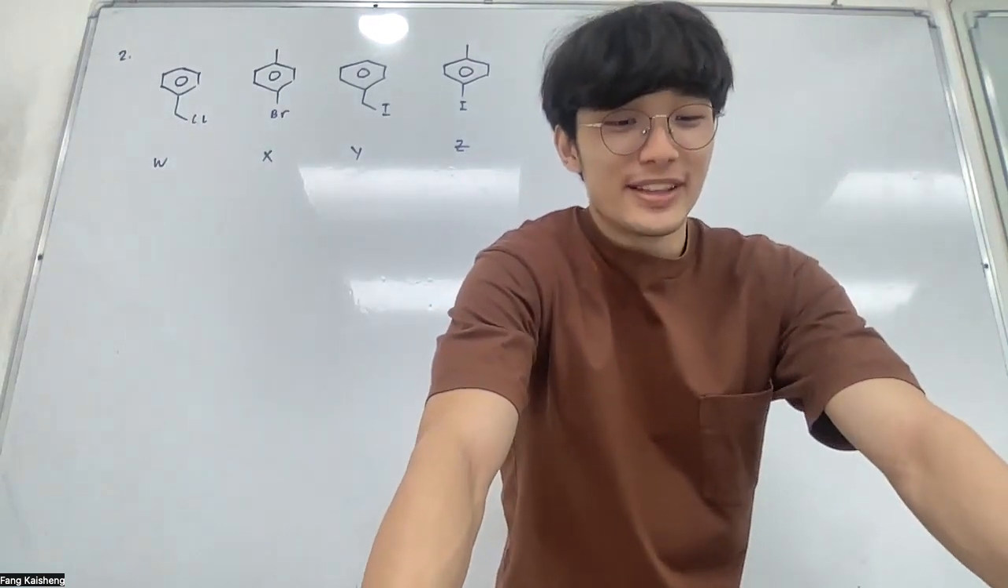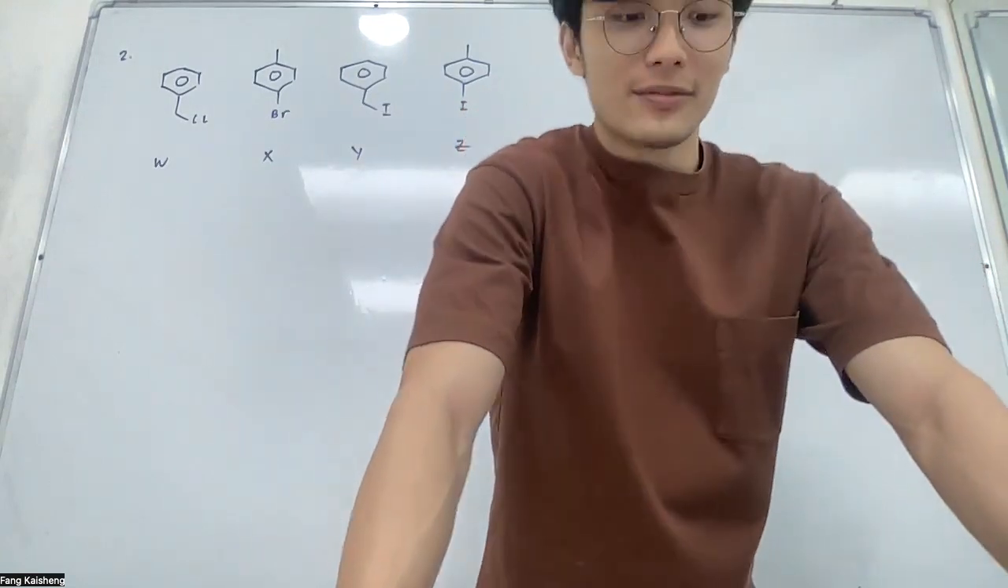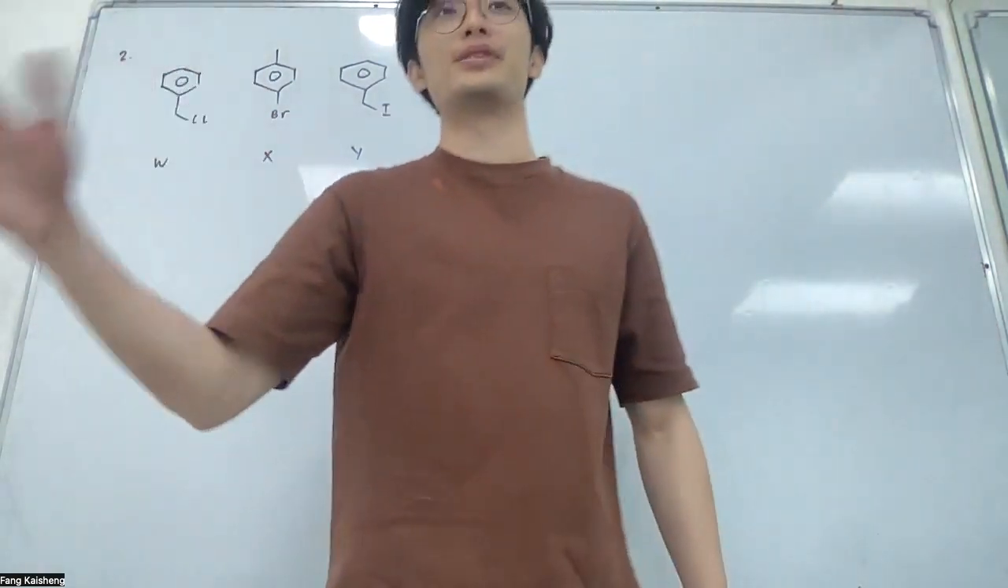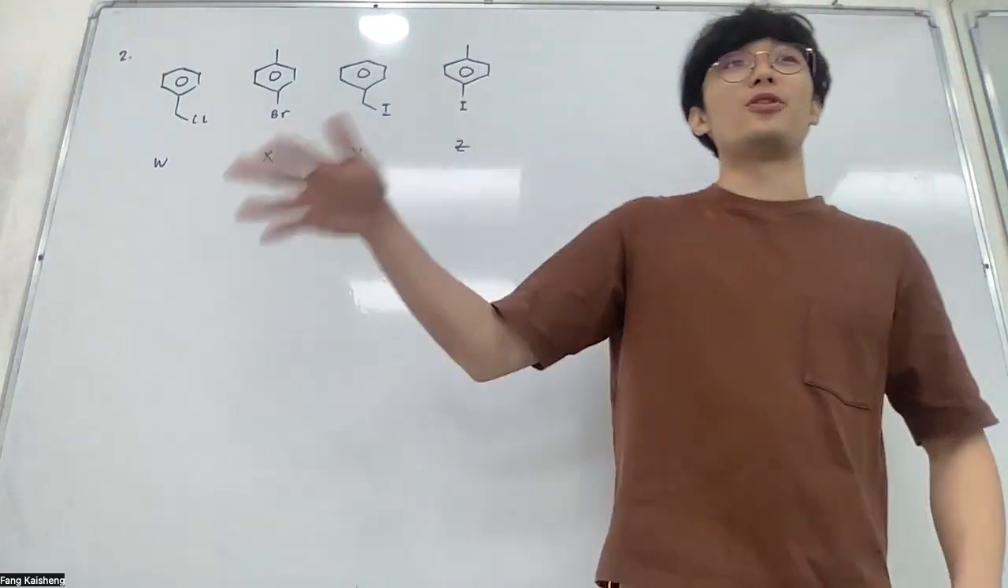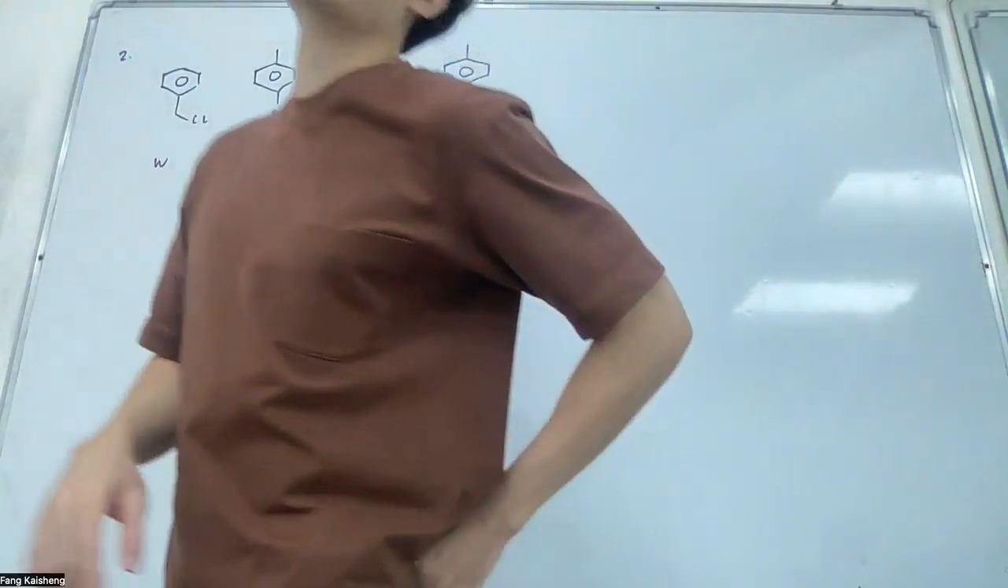Okay, what does the silver nitrate do? First of all, this silver nitrate is to form what precipitate? It aims to form an AgX precipitate, the same as the previous question.